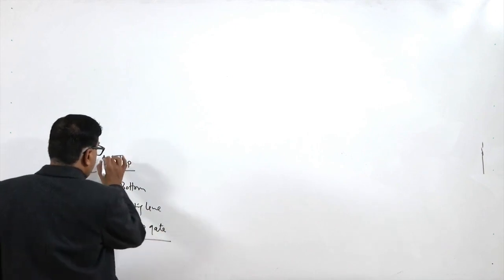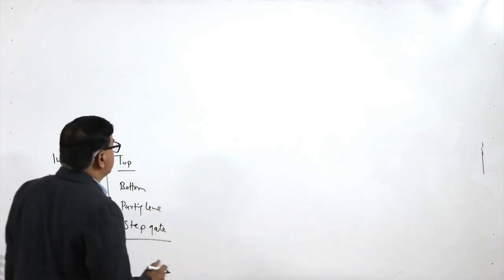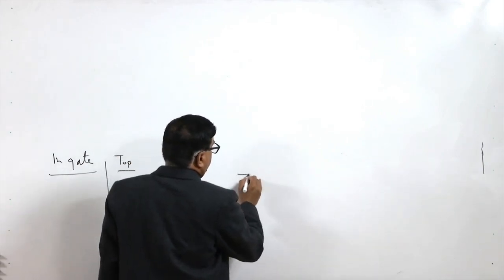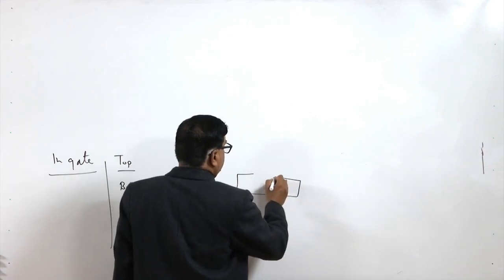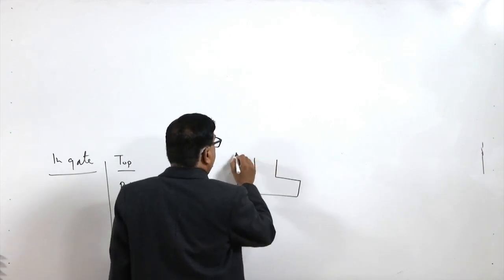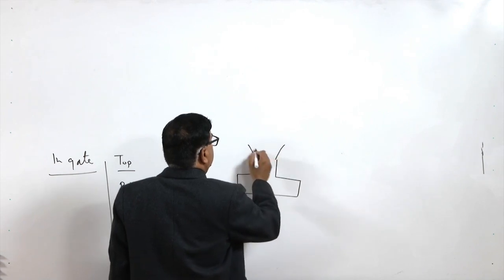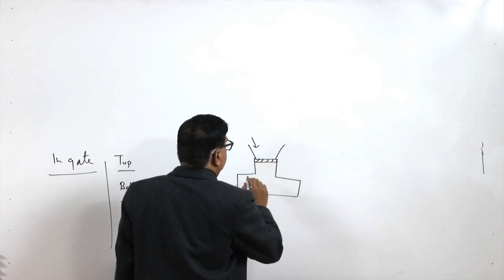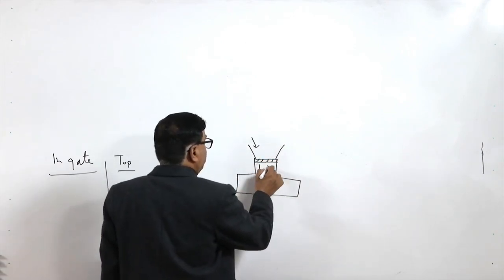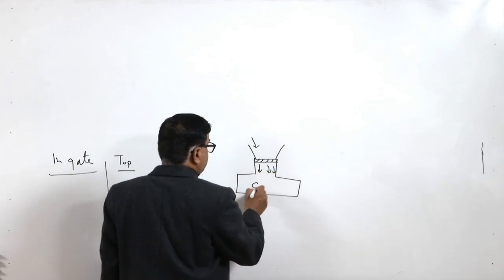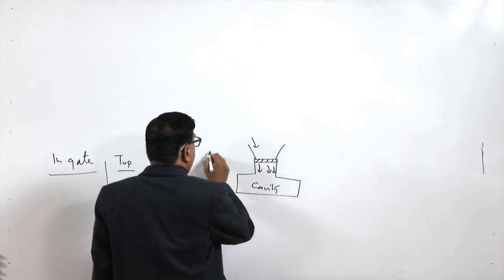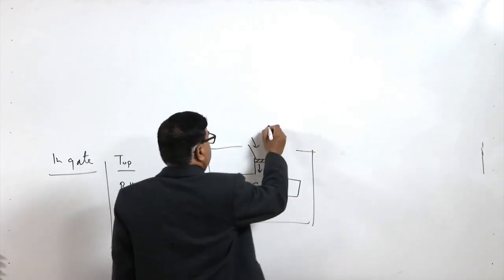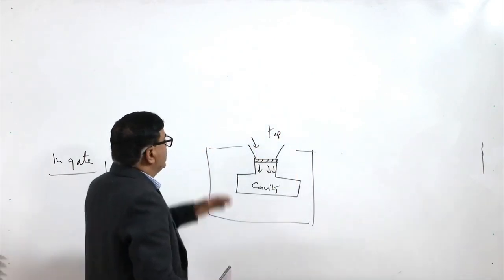So, for the different situations, different gates are found to be suitable. In case of the top gate, the mold cavity is fed from the top. Say this is the pouring basin, and here we may put a screener or some sieve for filtering purpose, and the molten metal is fed from the top, and this is the cavity, and all around we have the molding sand. So, this is the top gating where feeding is done from the top.